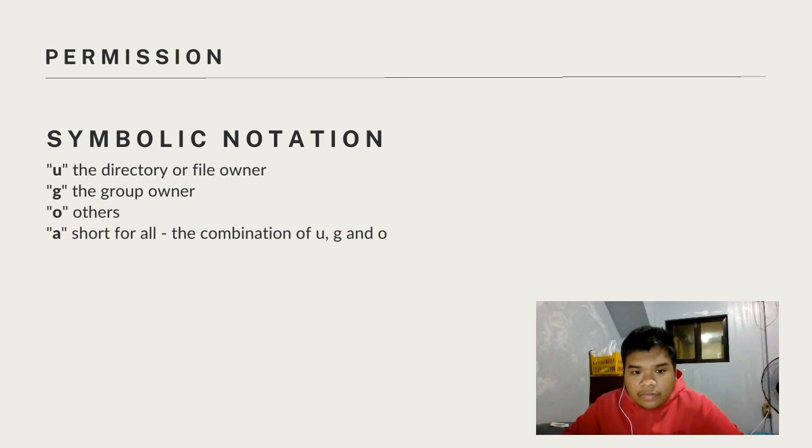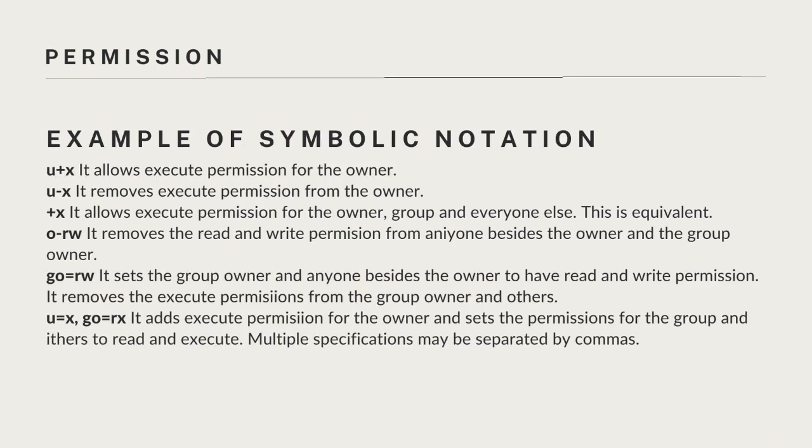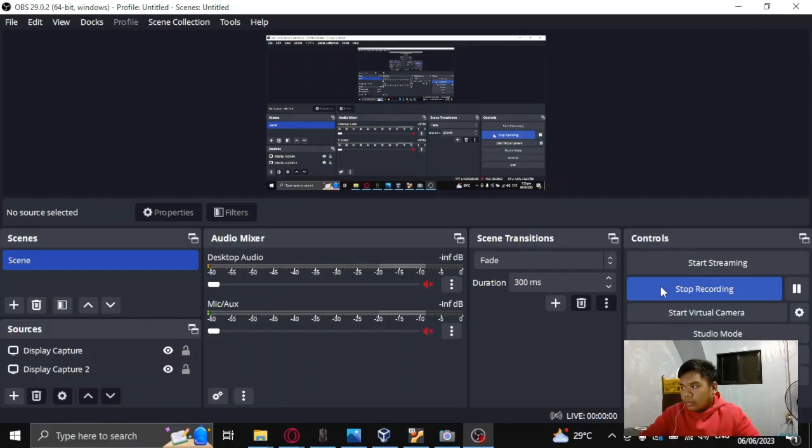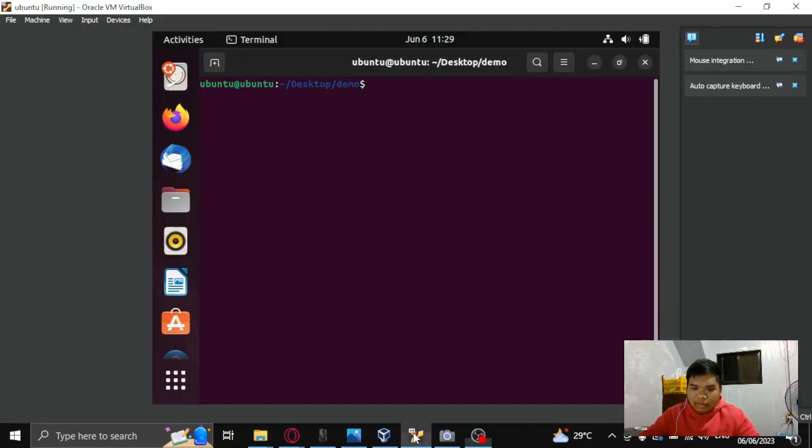Ito yung mga different symbolic notations na nagre-represent ng mga groups, different group types na discussed earlier. And here are some of the examples on how to use these symbolic notations to change file permissions, which I will now demonstrate. I'm going to demonstrate how to use the commands.